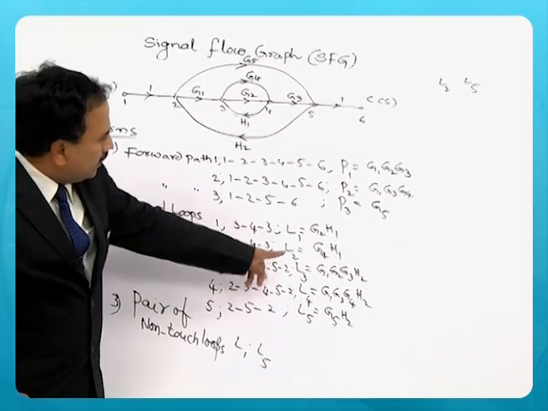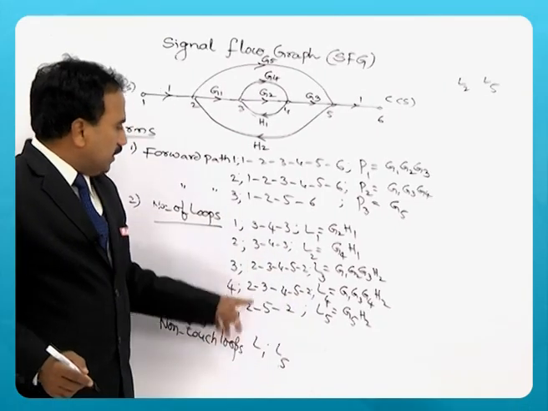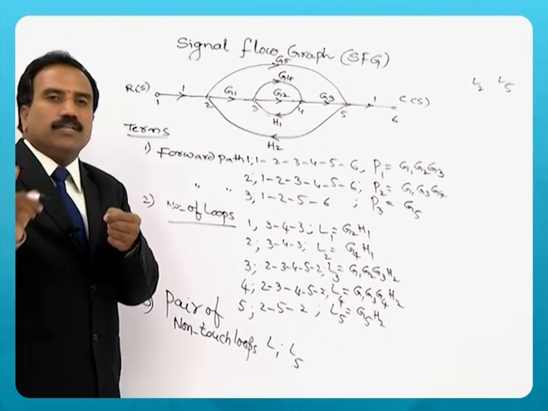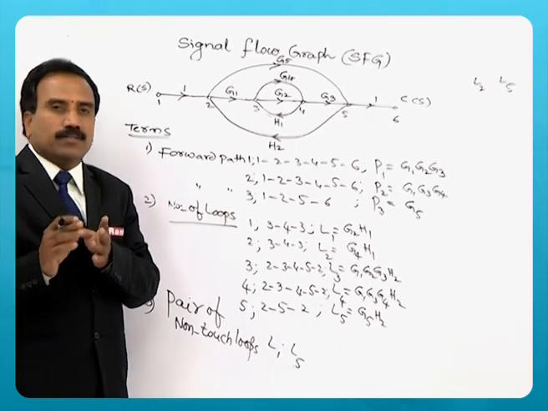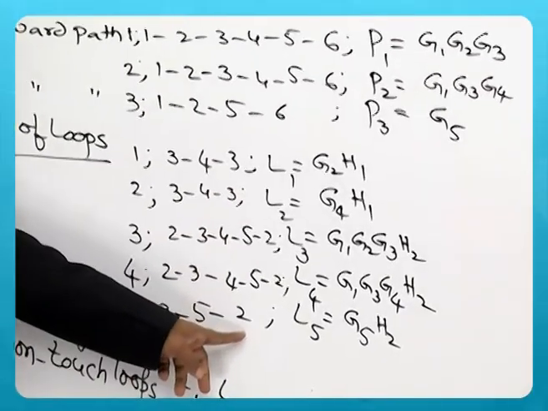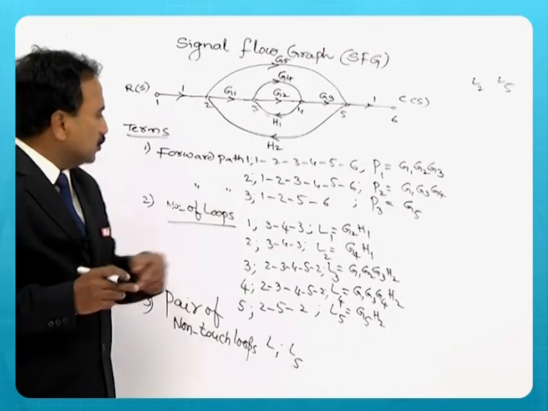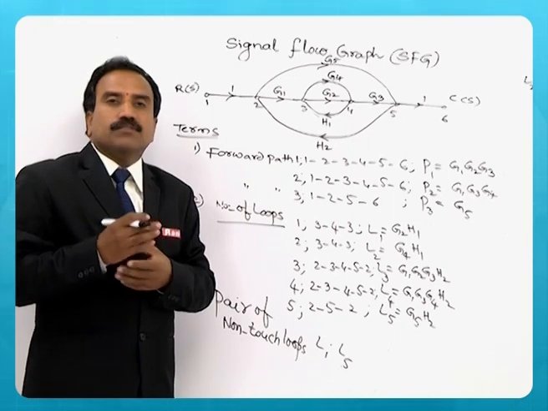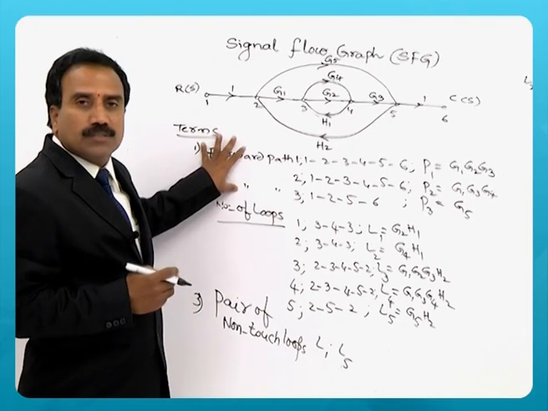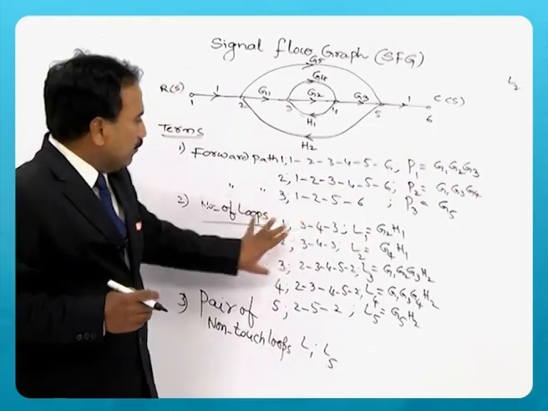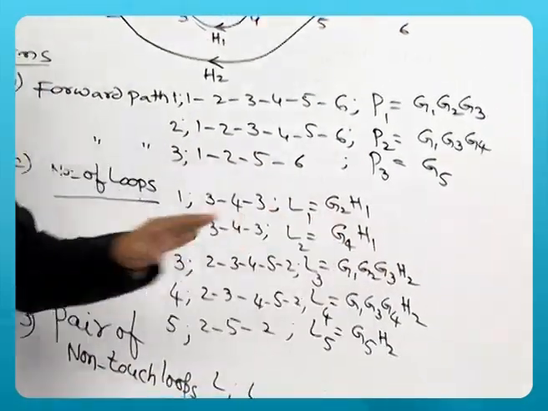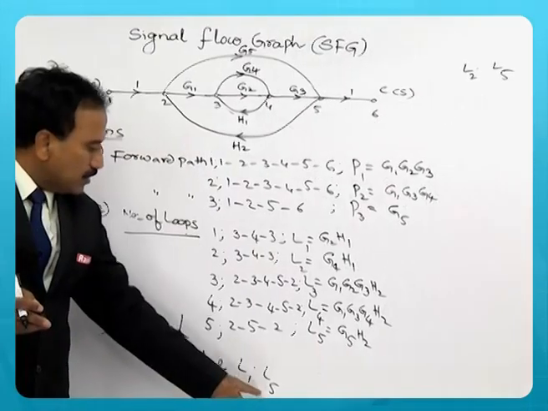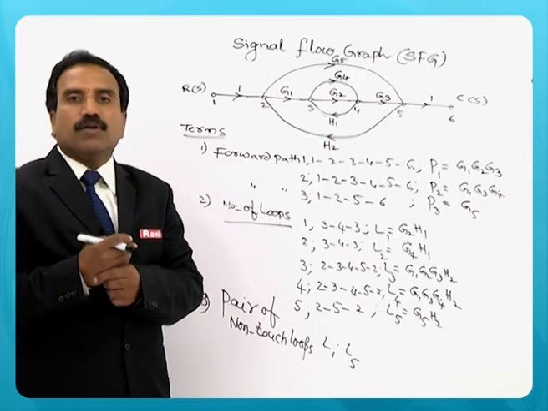You can see L2 and L5 also they don't have common nodes. Even if one common node is there, we cannot call it a non-touch loop pair. So 3, 4, 3, 2, 5, 2. So this is again a pair of non-touch loops. So this is the information. One is the number of forward paths, what is its gain, number of loops, what is its gain, then what are the loops which are not touching, a pair. This is also required for Mason's gain formula.